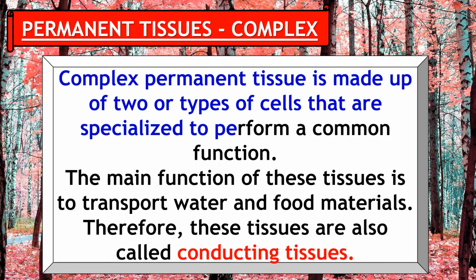Complex permanent tissue is made up of two or more types of cells that are specialized to perform a common function. The main function of these tissues is to transport water and food materials. Therefore, these tissues are also called conducting tissues.